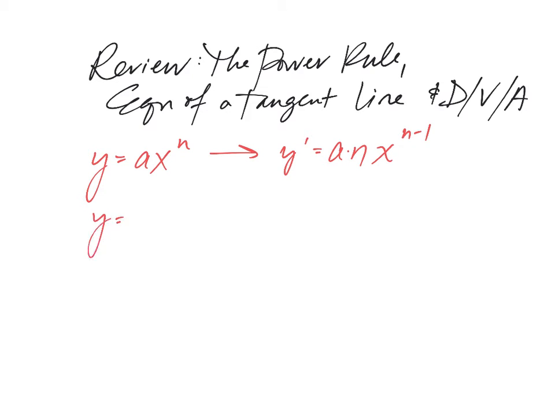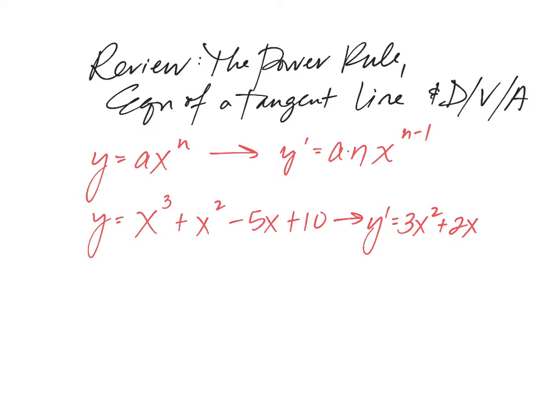Now, we started with some pretty basic examples, such as x cubed plus x squared minus 5x plus 10. When we have multiple terms, it's just like we have little mini problems within one problem. We use the power rule for each one. So the derivative of x cubed would be 3x squared, because I brought that power down and subtracted 1 from the power. The derivative of x squared would be 2x. Brought the power down, went to 1 less power. The derivative of minus 5x would be a minus 5. And the derivative of a constant is 0, because the slope of a constant function is 0.